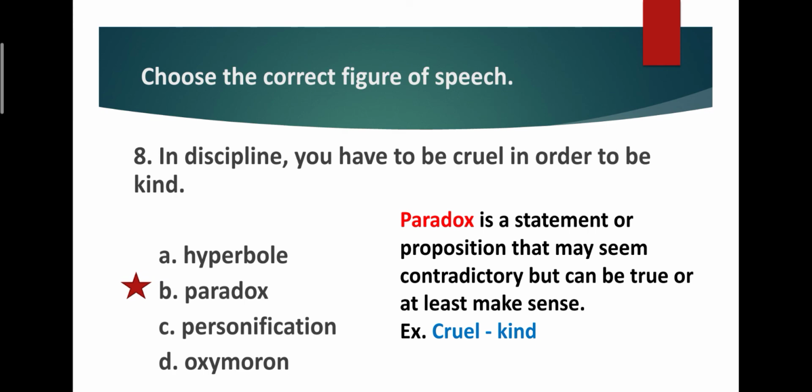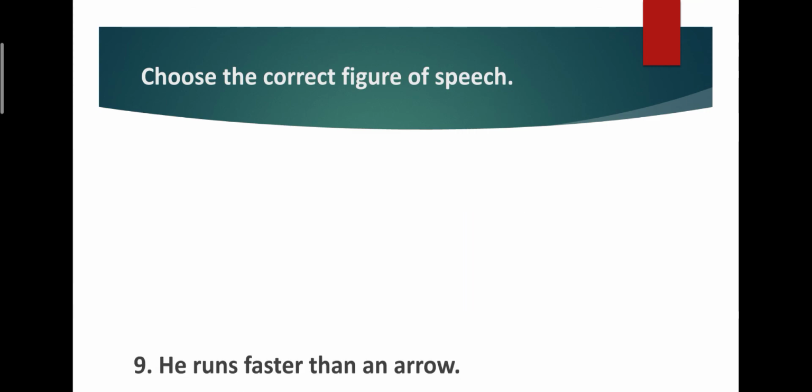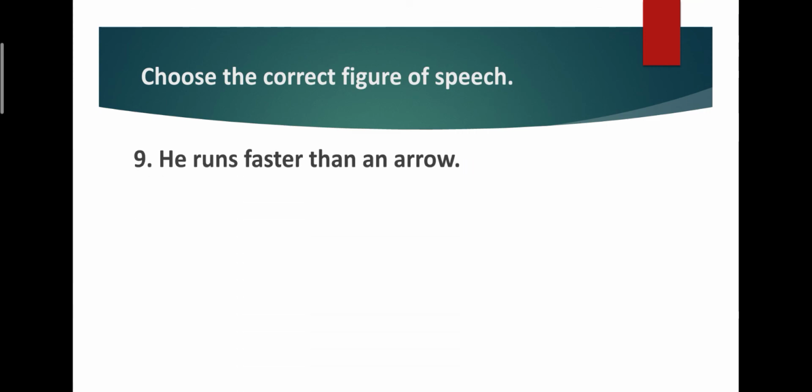So you have to be cruel in order to be kind. Cruelty and kindness are opposite. Okay, number 9. He runs faster than an arrow.